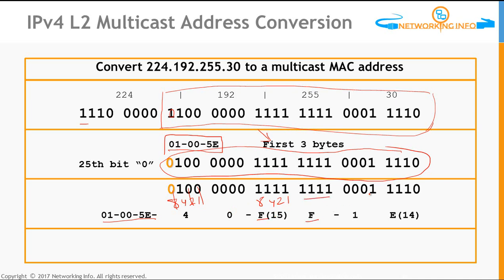Here is also F. Then this one 1, 2, 4, 8. 1. Discard all these. Keep 1 here. Then 1, 2, 4, 8. So discard this and 2, 8. So we have 14 here. 14 means E in hexadecimal.